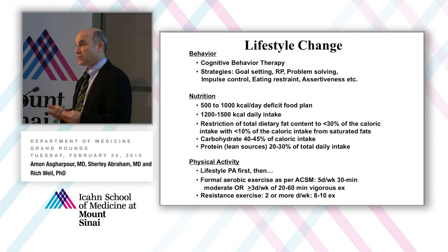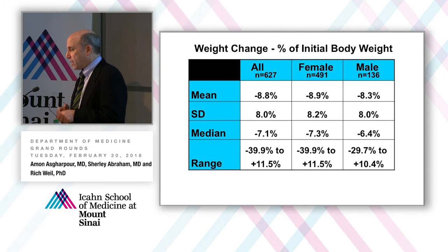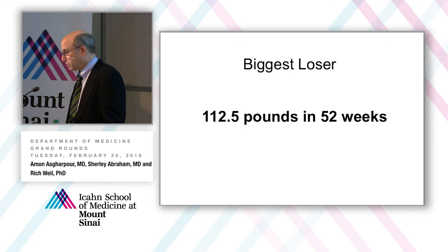Our average weight loss overall is 8.8%. The women lose more weight than the men. That's not what is commonly believed, but that's what we find, and then you see standard deviation and median. But the range is what I want to point out to you. We lose anywhere from 39.9% to a gain of 11.5% overall, and then you can see the male and female breakdown. So there's a huge range, and I'll illustrate that a little bit better in a moment.